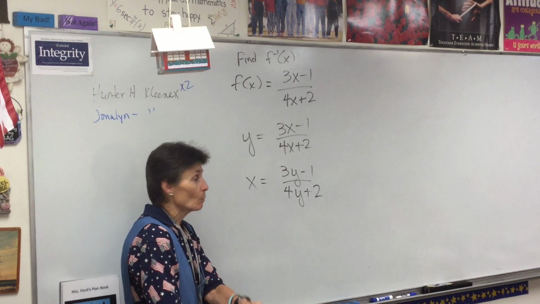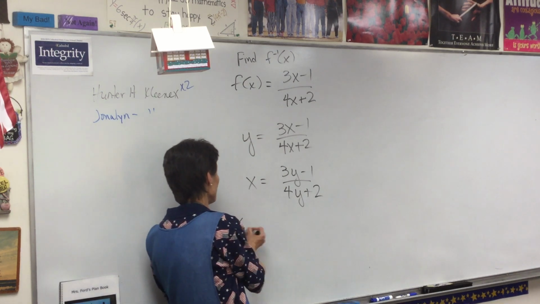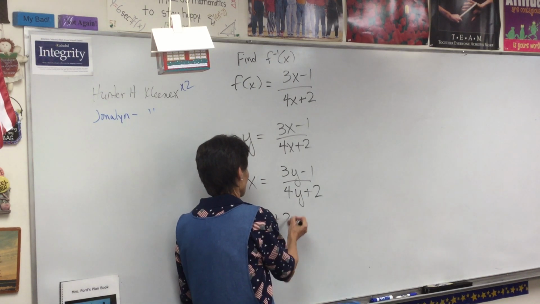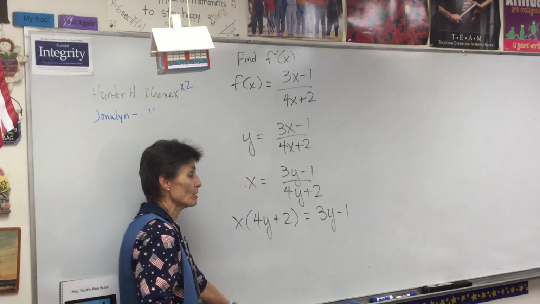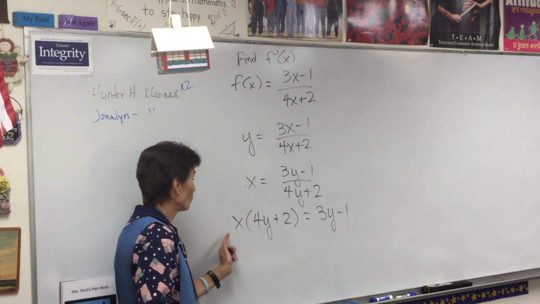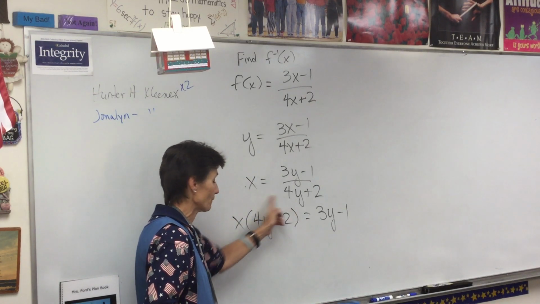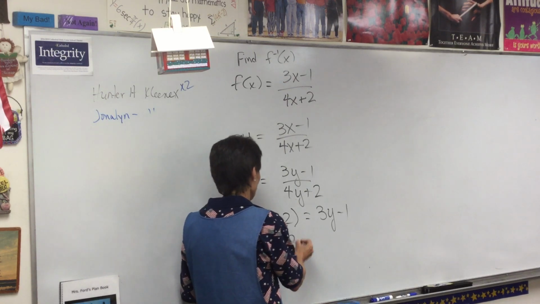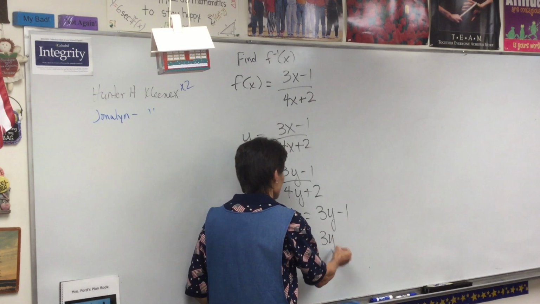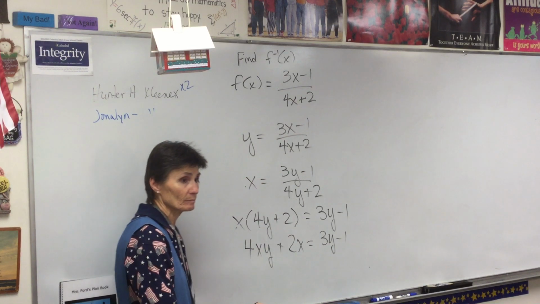Cancel out the denominators. We bring the denominator over here, right? Bring the denominator over here. Multiply it over to here. Which means what's going to happen right here? We're going to have a distributive. So 4xy plus 2x equals 3y minus 1, if the y is the same side.